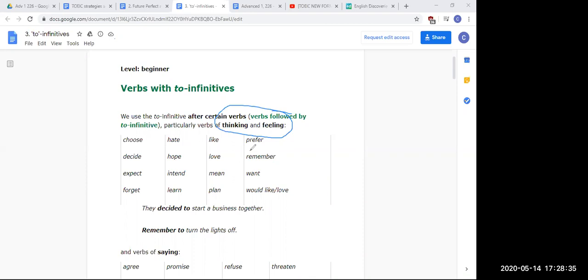Prefer can be used with both. I prefer to take a shower than a bath. I prefer taking a shower than a bath.